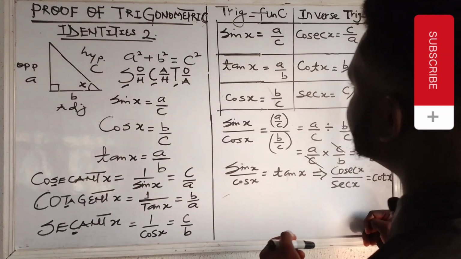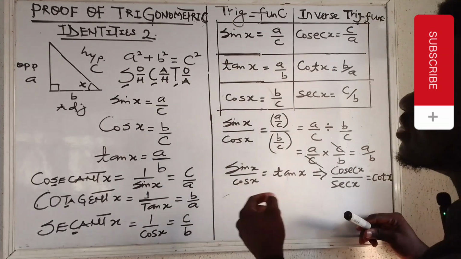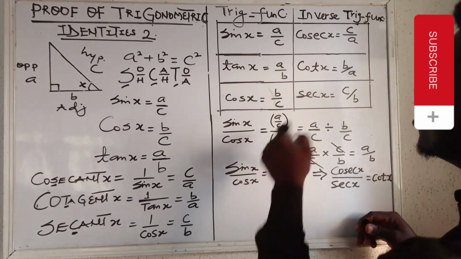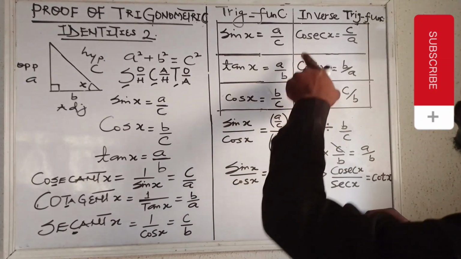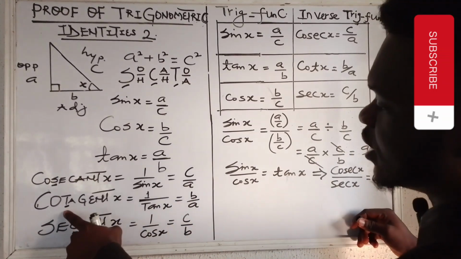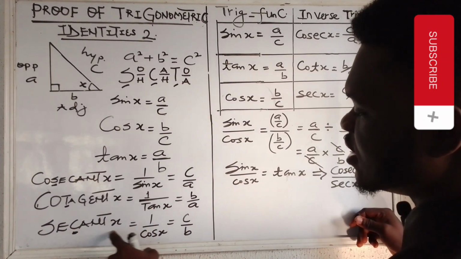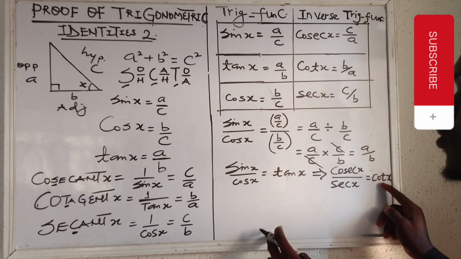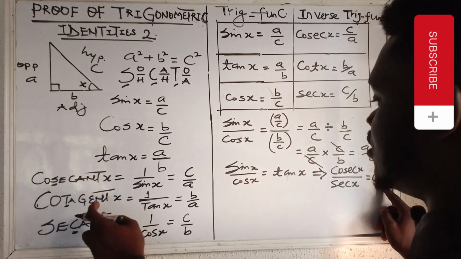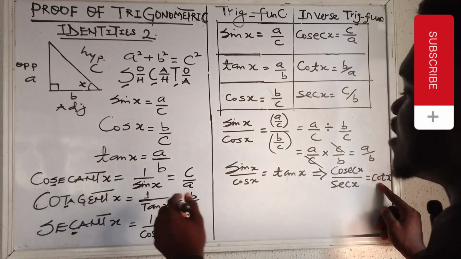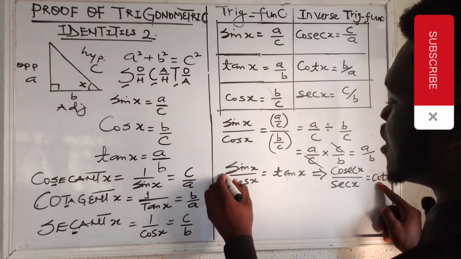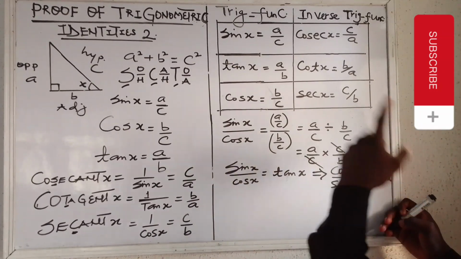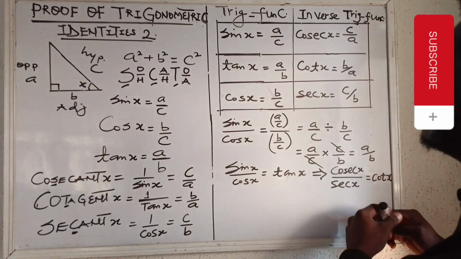Okay, now let's see also. Since we already know that cotangent x is equal to 1 over tan x, and secant x is equal to 1 over cosec x, automatically it means that this cotangent x that we got here is the same thing. So this one here can also be equals to 1 over tan x. That is by the way.